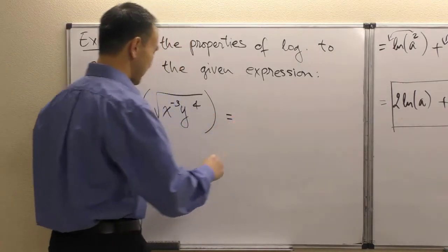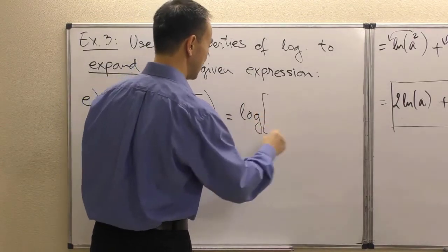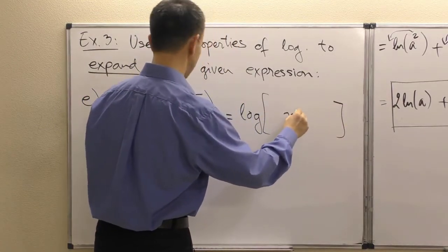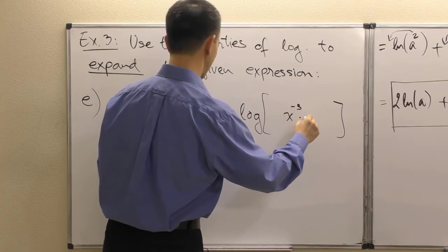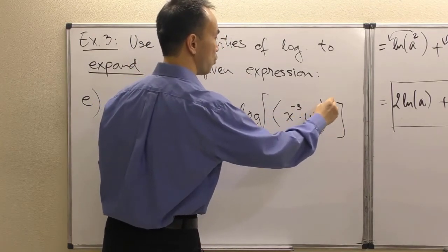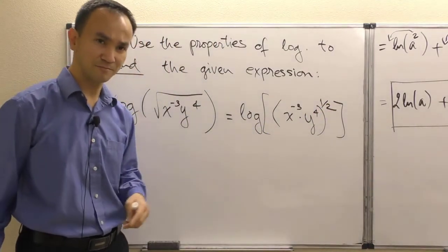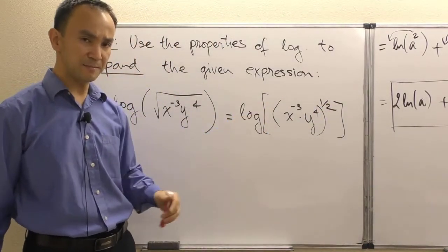So I'm going to rewrite the problem as a logarithm of x to the negative 3 in product with y to the 4th. All of that, I see as being inside of a 1/2 power. Being inside of the 1/2 power. So now clearly I see the parameters.